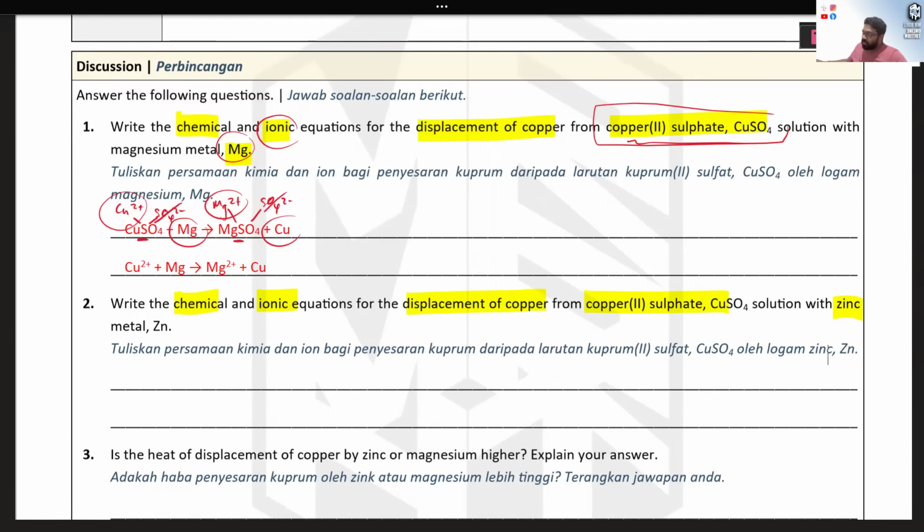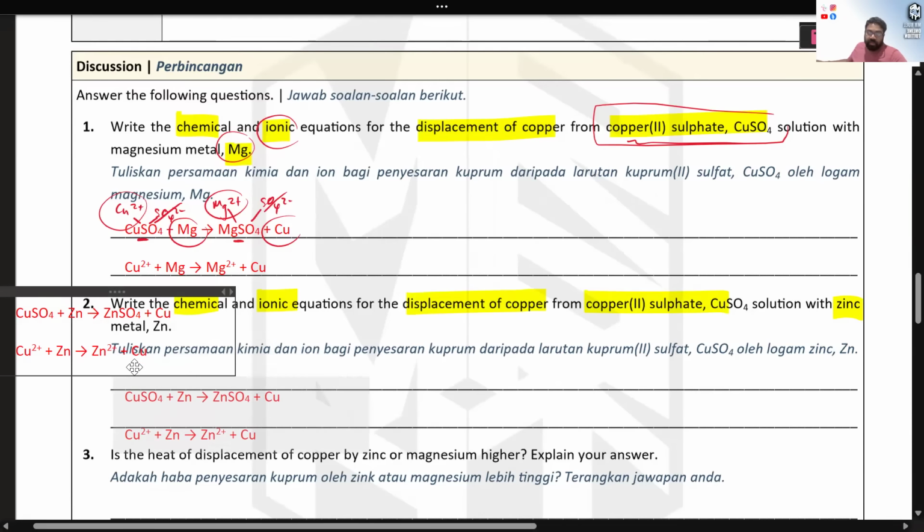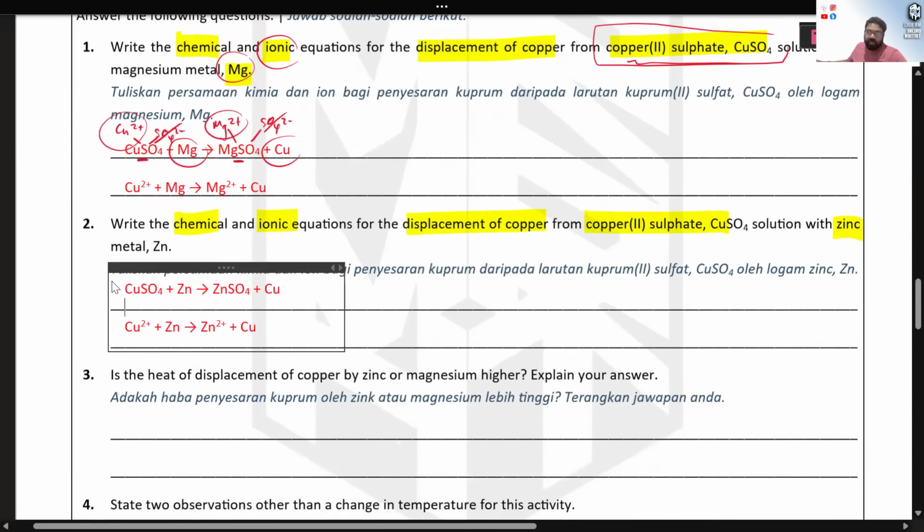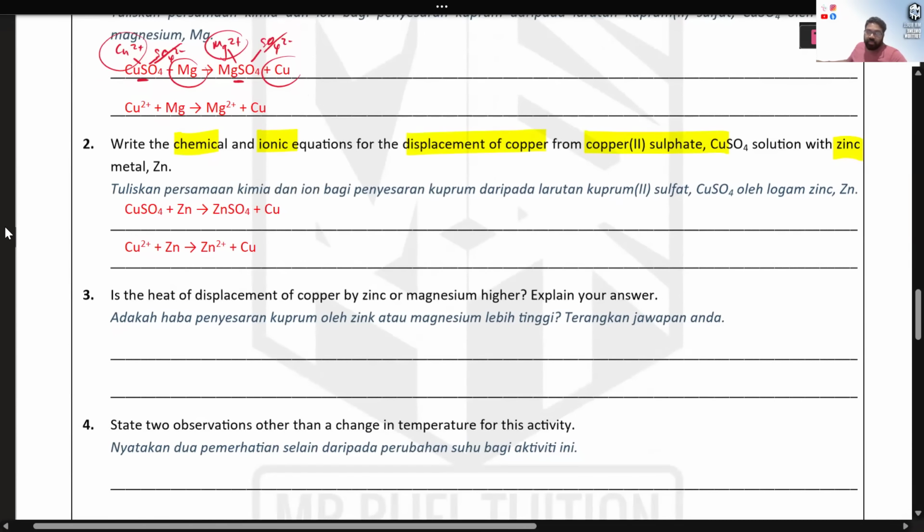Okay, same story. This time it is zinc. Zinc will displace copper because zinc is more electropositive. Sulfate is the spectator again. Sulfate is gone. Everything is already balanced. All right.